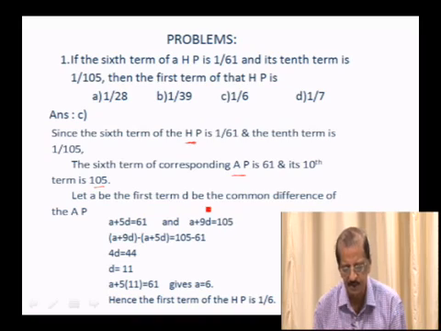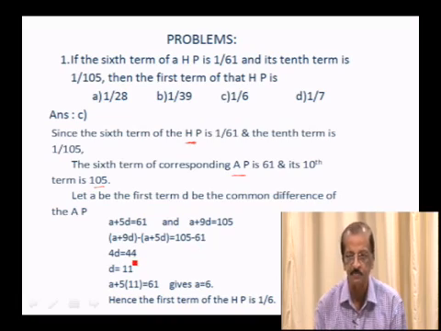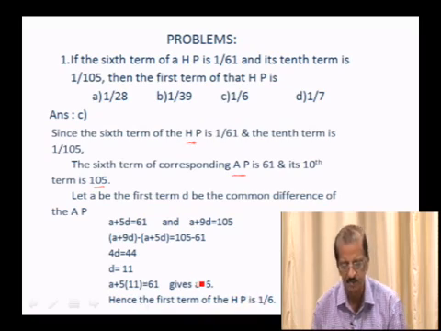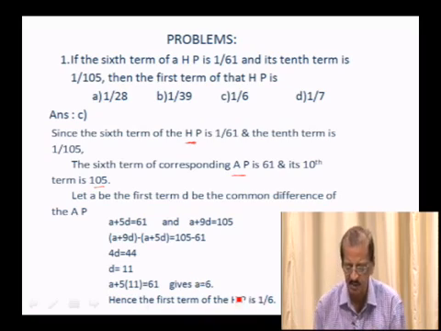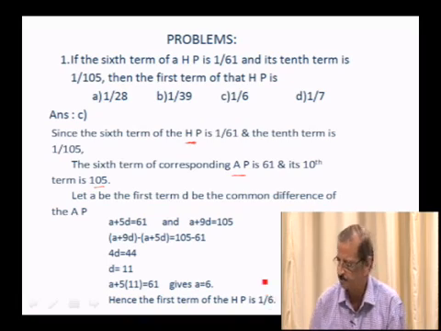If you subtract one from the other, A plus 9D minus A plus 5D is 105 minus 61, or 4D is equal to 44, so D is 11. You know that A plus 5D is 61, so this gives A equals 6. Therefore, since the first term of the AP is 6, the first term of the HP must be 1 by 6. So the option is C.